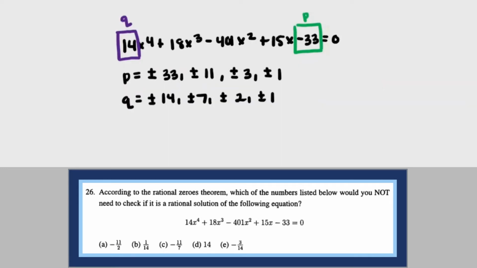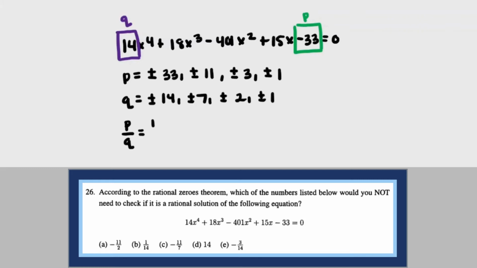Alright, so once we find all these factors, what we're going to do is see what P over Q is, which will be essentially our possible zeros of the equation. So we're just going to divide all the P's that we found by all the Q's that we found. The first thing we're going to focus on is the 33, and we're just going to divide that by all these numbers.